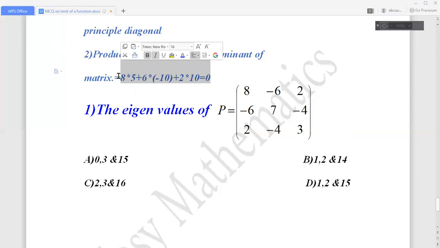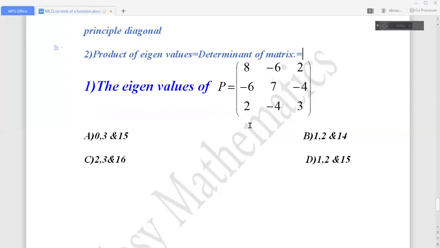The determinant of this matrix is the product of the eigenvalues. Let's do the product. Options B and C are already eliminated. Let's check option A. The determinant is obtained here as 0, and the product of the eigenvalues should be equal to the determinant. If we multiply these eigenvalues, the result will be equal to the determinant. So option A is the correct answer.